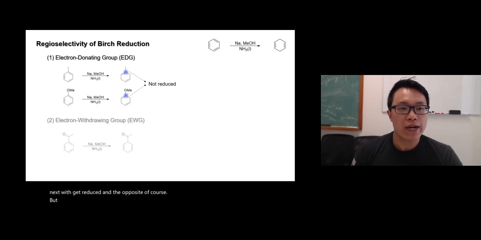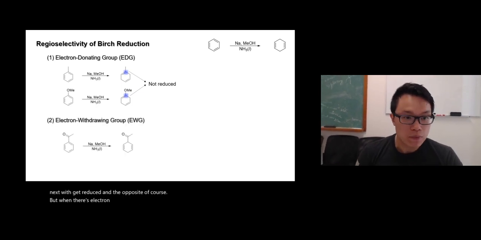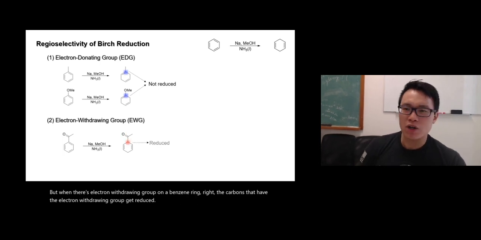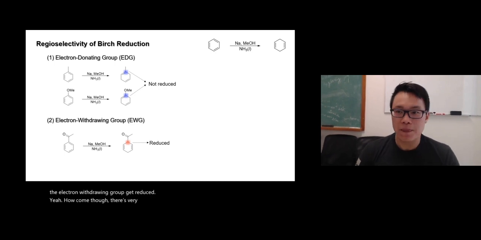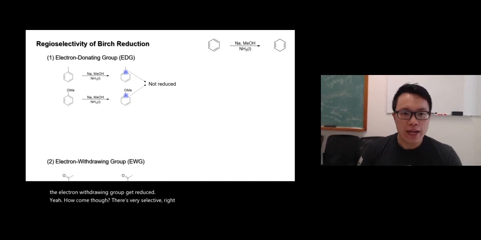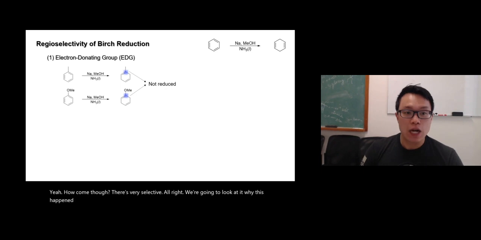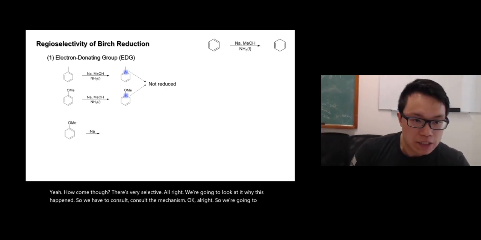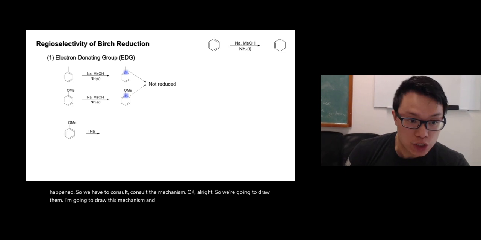But when there's an electron withdrawing group on a benzene ring, the carbon that has the electron withdrawing group gets reduced. Yeah, how come though? That's very selective. All right, we're gonna look at why this happened, so we have to consult the mechanism. I'm gonna draw this mechanism, and I'll have you see it for yourself.